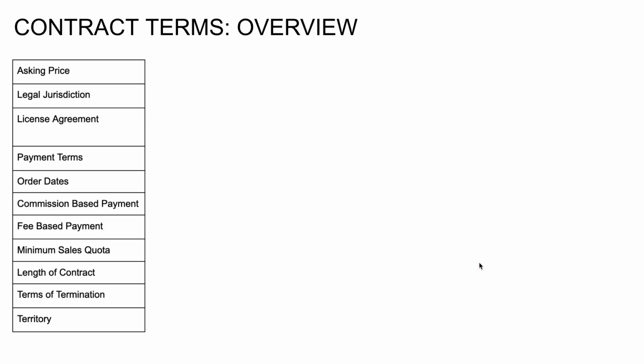Today we will be looking at contract terms. The contract terms we'll be looking at are asking price, legal jurisdiction, license agreement, payment terms, order dates, commission-based payment, fee-based payment, minimum sales quota, length of contract, terms of termination, and territory.